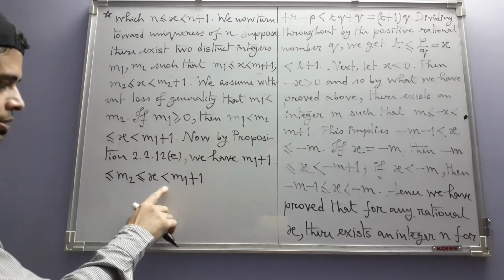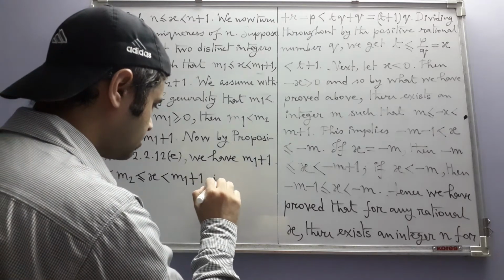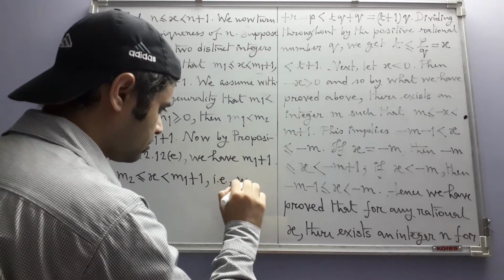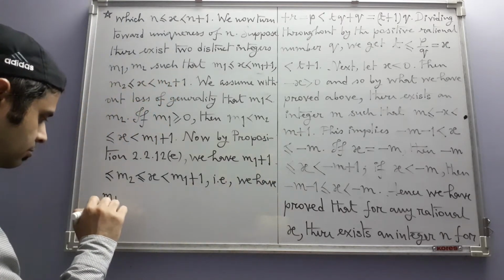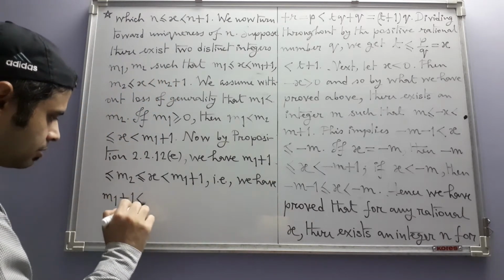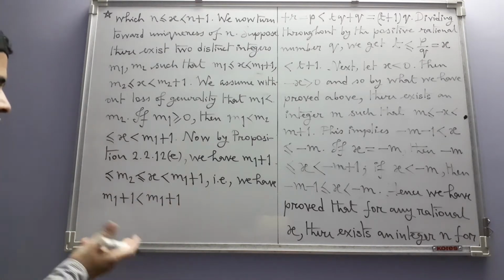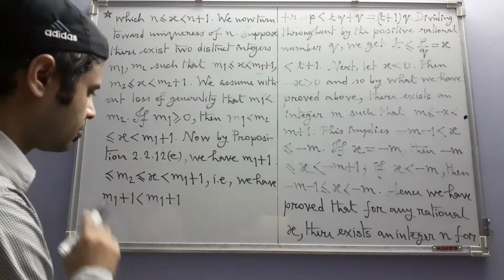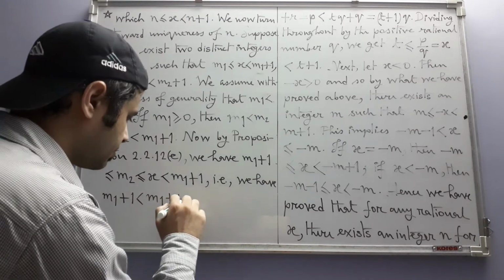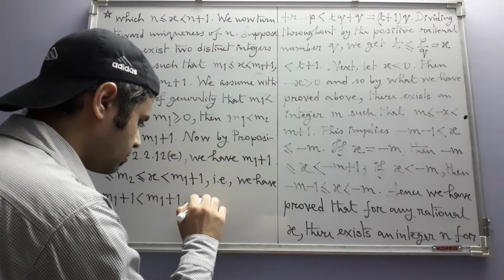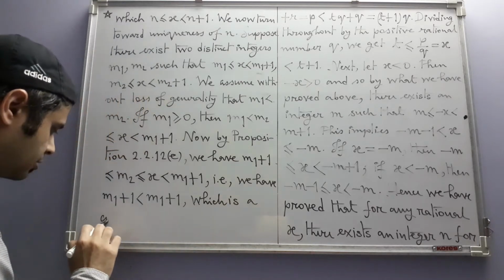Note carefully that this inequality is strict. That is, we have m1 plus 1 strictly less than m1 plus 1, which is a contradiction. It contradicts trichotomy of order relation. Which is a contradiction.